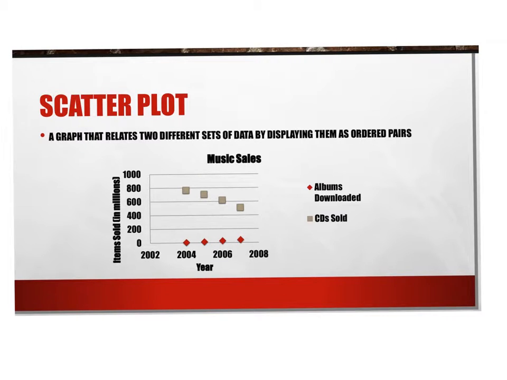But again, so total items sold, in millions, for the year. This one is CDs. This one's albums, right? This one's CDs. Other way around. So anyway, again, notice a growth and a decrease. That's kind of what we're looking at here overall, is we're going to look for trends in them. And you'll see what I'm talking about. There's even a thing called a trend line. But it's a graph that relates two sets of data by displaying them as ordered pairs.